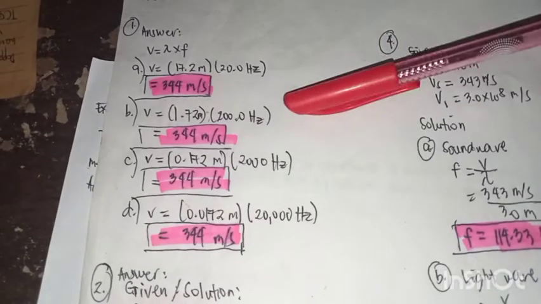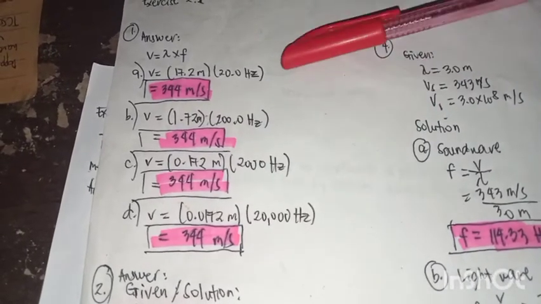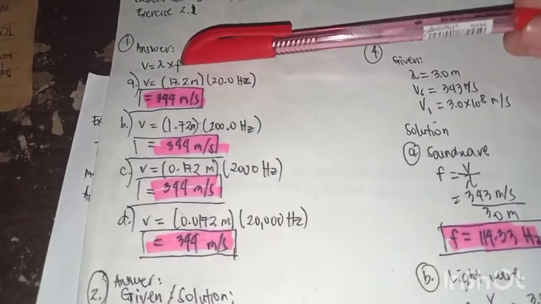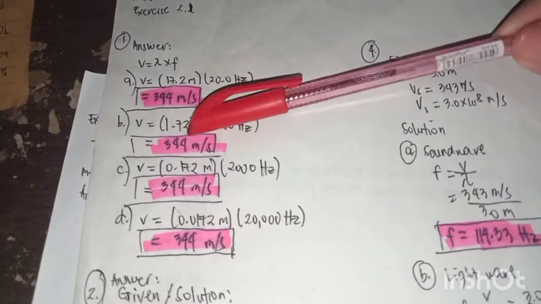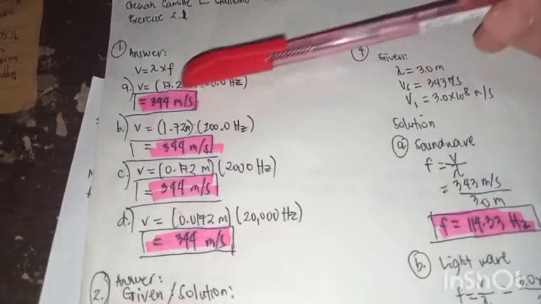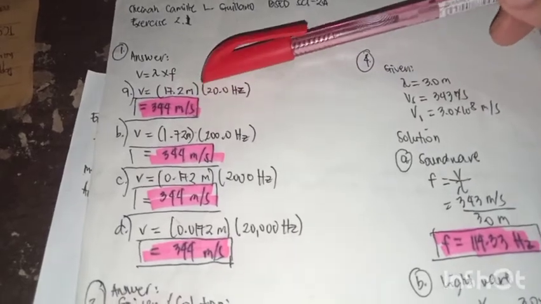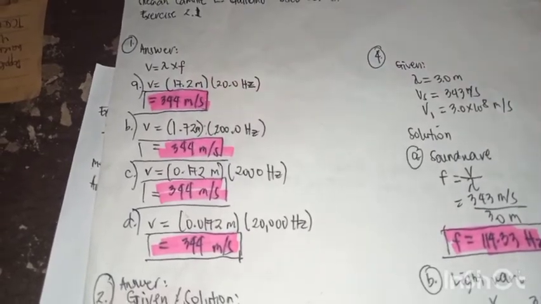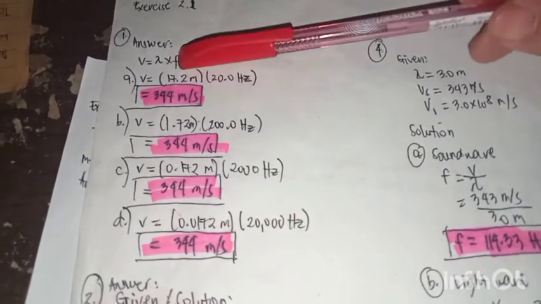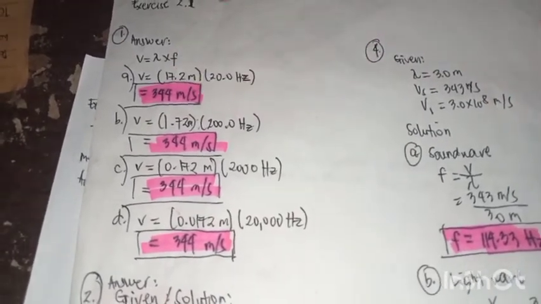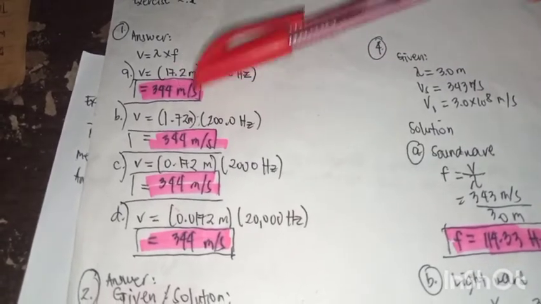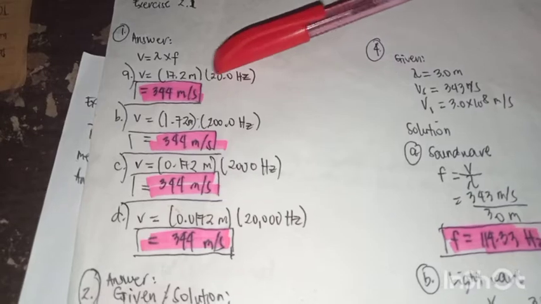Question number 1. In order for us to solve for the velocity, we are going to multiply wavelength times the frequency. So for letter A, we have here velocity is equal to 17.2 meters times 20.0 Hz. So, when we input it in the scientific calculator, the result is 344 meters per second.